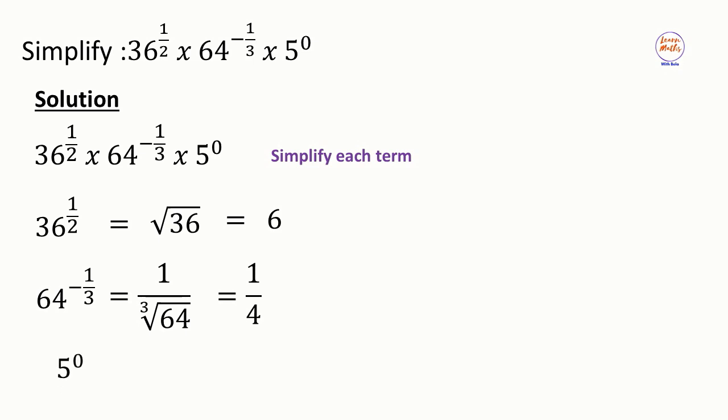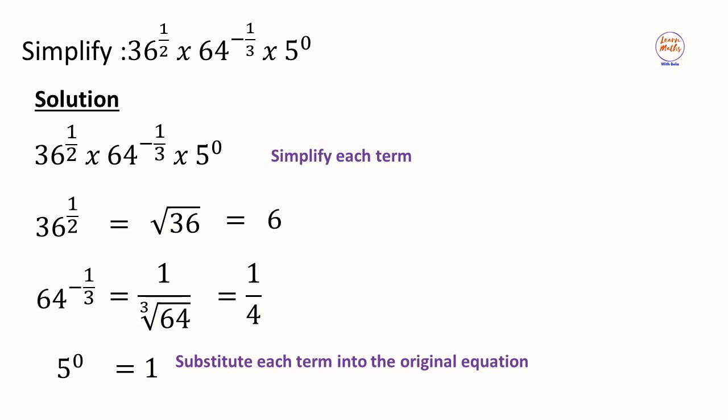Then the last one, 5 raised to power 0. From the laws of indices again, anything raised to power 0 is what? 1. So we have 1. And if you have not watched my video on indices, maybe that is why you may not understand some of these things. So you can find the video on indices on this channel where I explained all the laws of indices. Now the next thing to do is to input all this into the main equation.